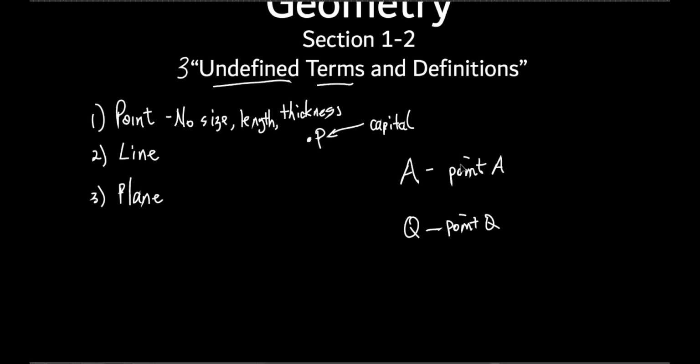So this is what we say. If you just see an A just sitting there by itself with nothing next to it, that's a point. That's point A. Same thing with this. And I could use all the letters of the alphabet, but I'm not going to.